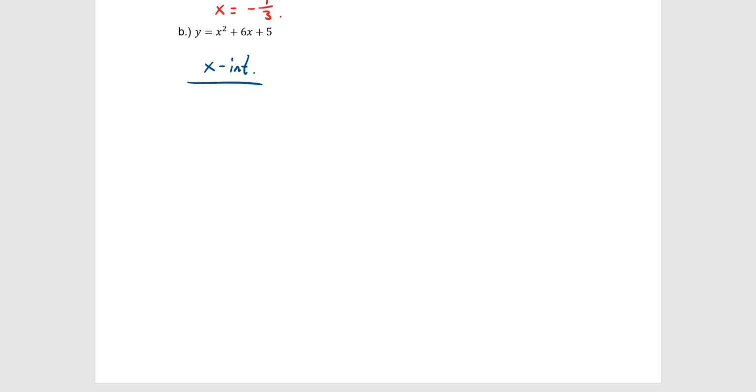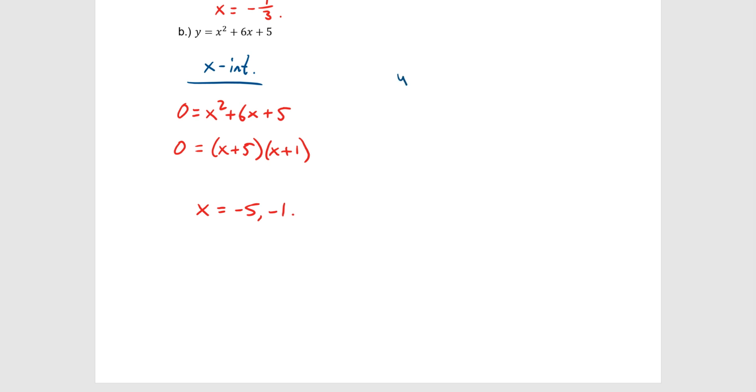Okay, next one we have y equals x squared plus 6x plus 5. Let's find the x-intercept. Find the x-intercept by letting y equal 0 and solving for x. Now we recognize that this is a quadratic equation, so we're hoping that it factors, and it does factor. It factors to x plus 5 times x plus 1, and you set each one of those factors equal to 0 separately and then solve them, and we would end up getting -5 and -1.